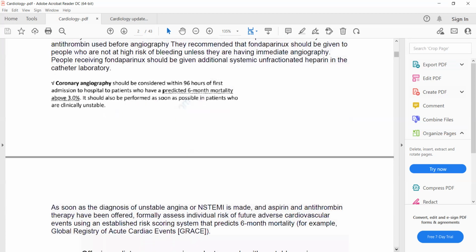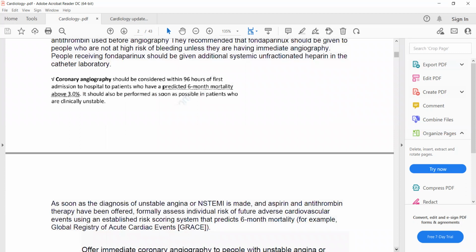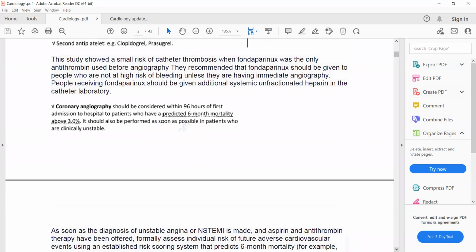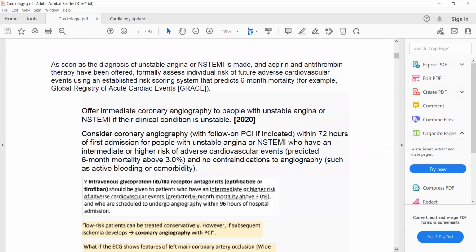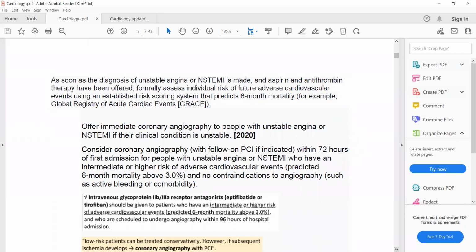Is it clear now? Yes, thank you. And this is for the non-ST elevation MI. For ST elevation MI, PCI is done if the patient presents to you within 12 hours of the onset of the symptoms. Primary PCI is done. Primary PCI means he's taken to the cath lab directly, which means angiography is performed in an emergency.